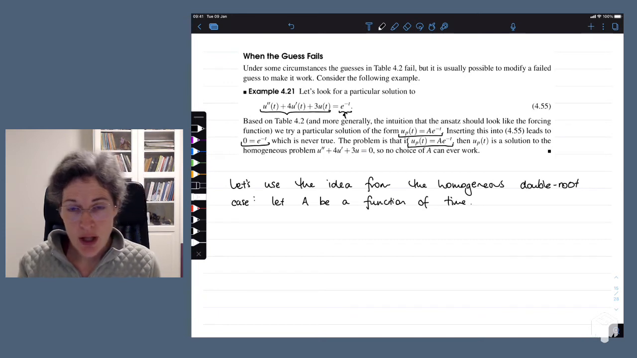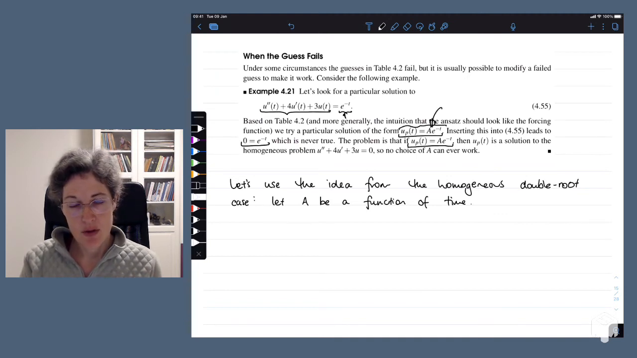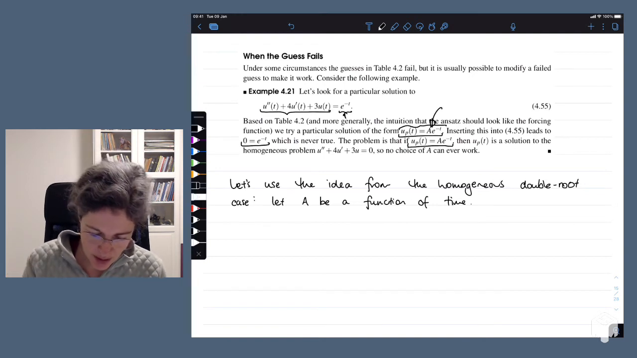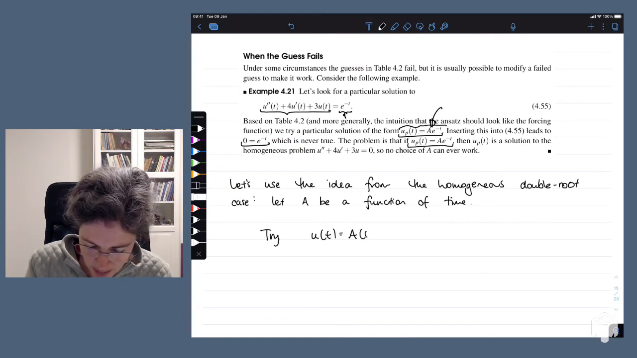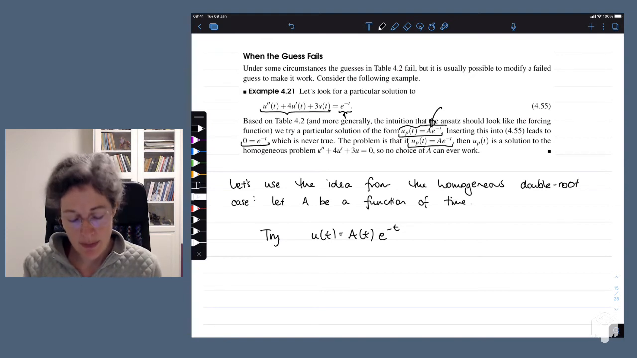What can we do? Well, we try what we've tried before. We're going to take something of this form, but we're going to let a vary with time. So instead of having a constant, we're going to have a vary with time. Remember, we did this when we had the identical roots case, when we looked at things last week. So let's try u of t equal to a of t e to the minus t, and let's see if we can figure out what that a of t should be.